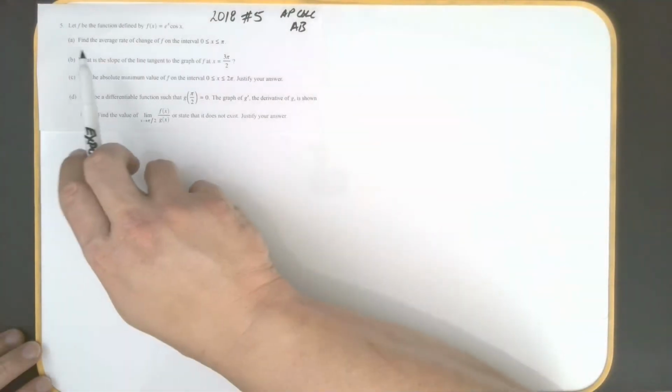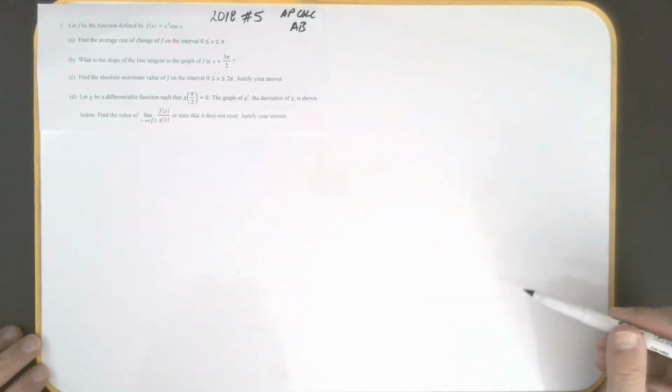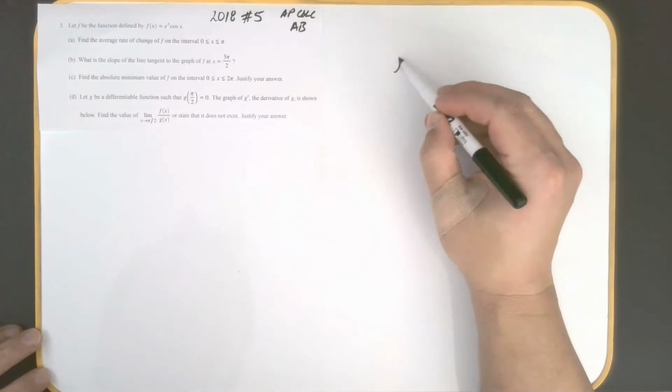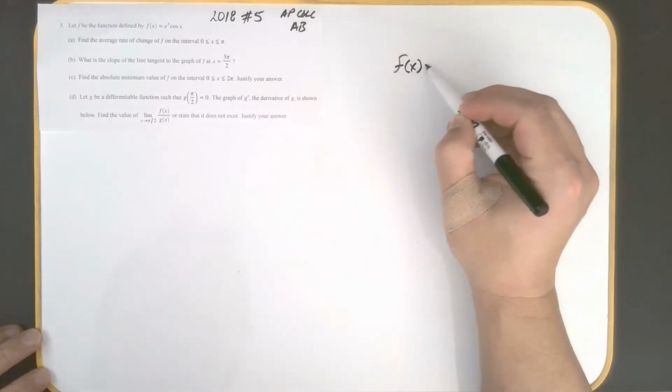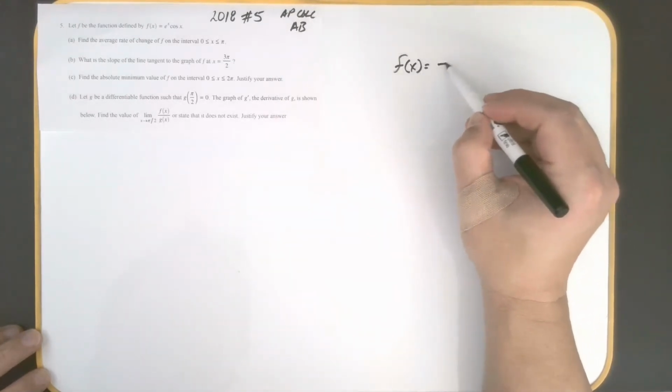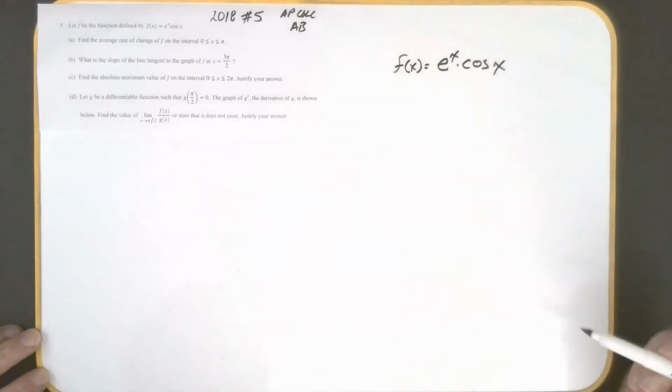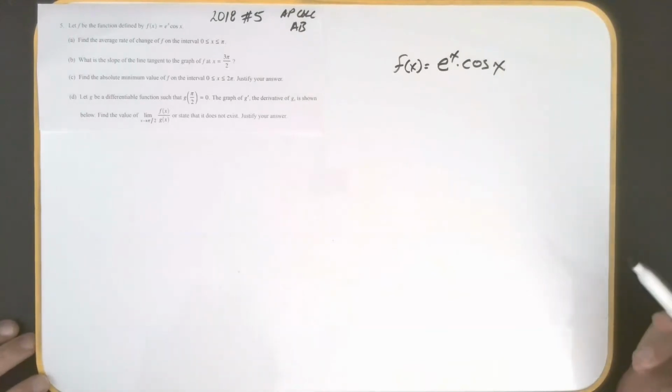It says, let f be the function defined by f of x is equal to e to the x cosine of x. So the function is a little bit complicated. I'm going to write that over here. And this is the thing we have to play with here. So e to the x cosine of x. Now let's see what they decide to ask us.